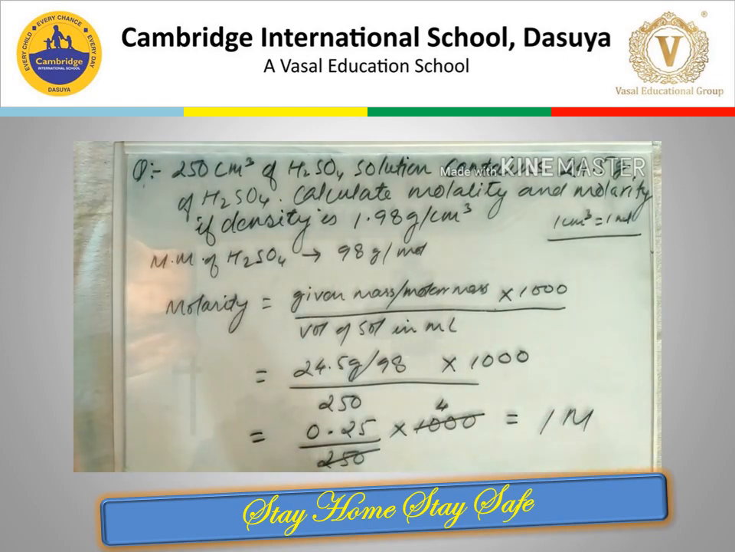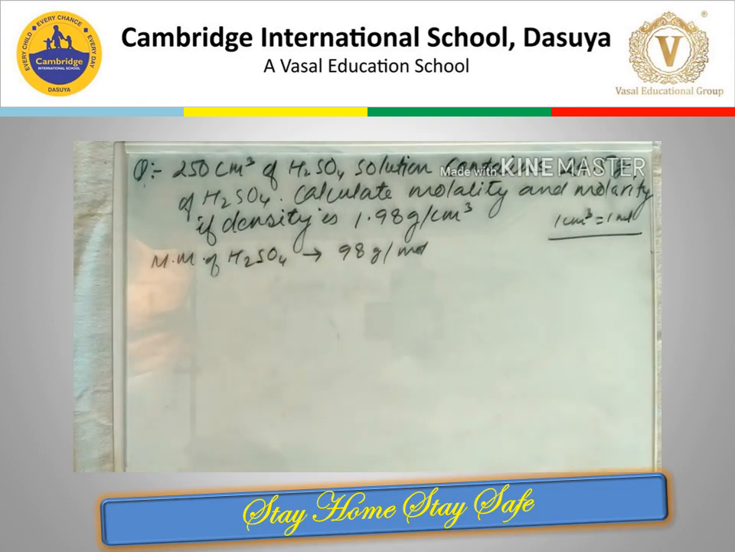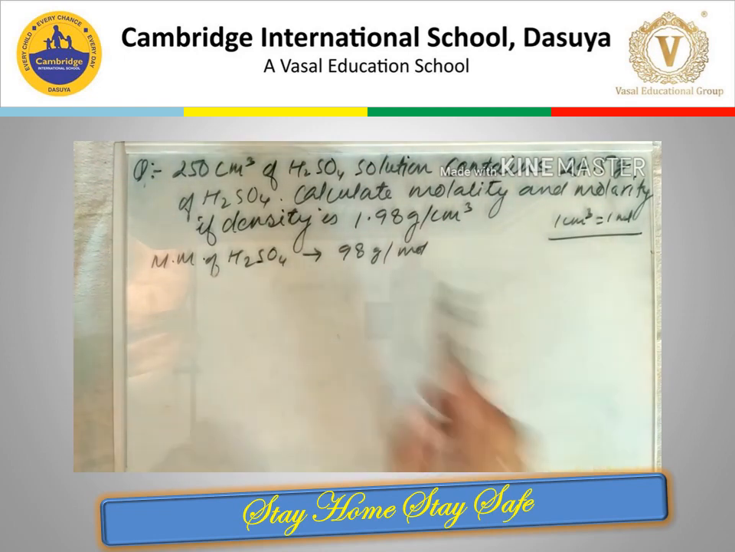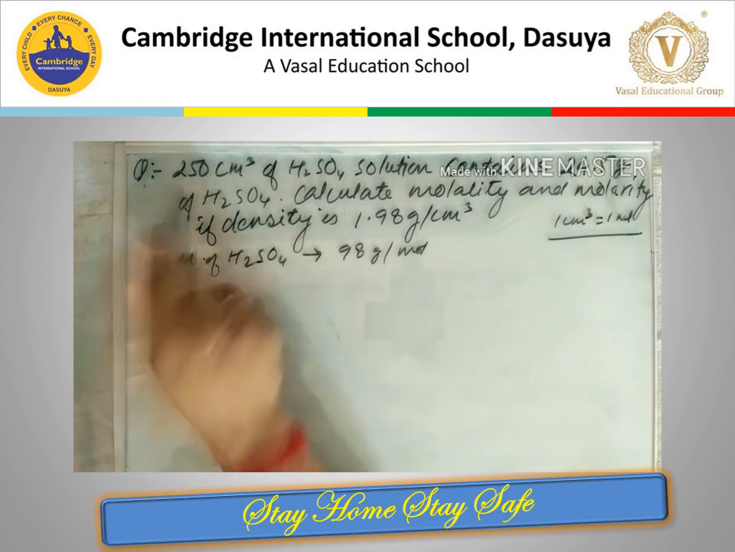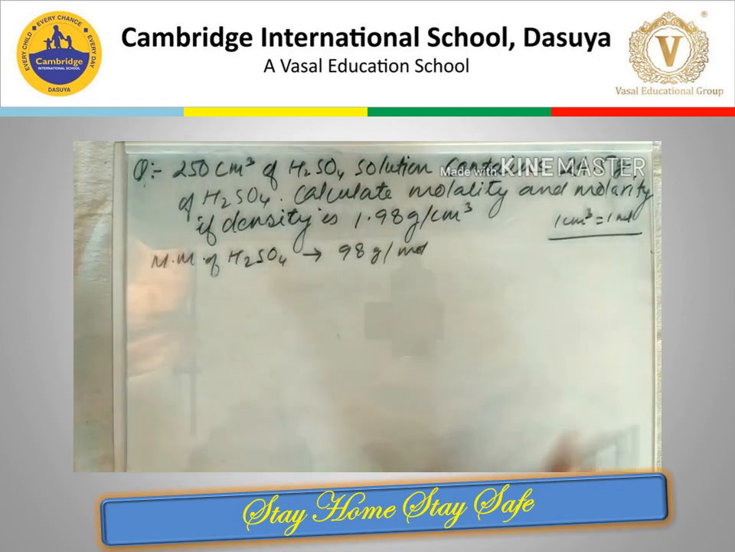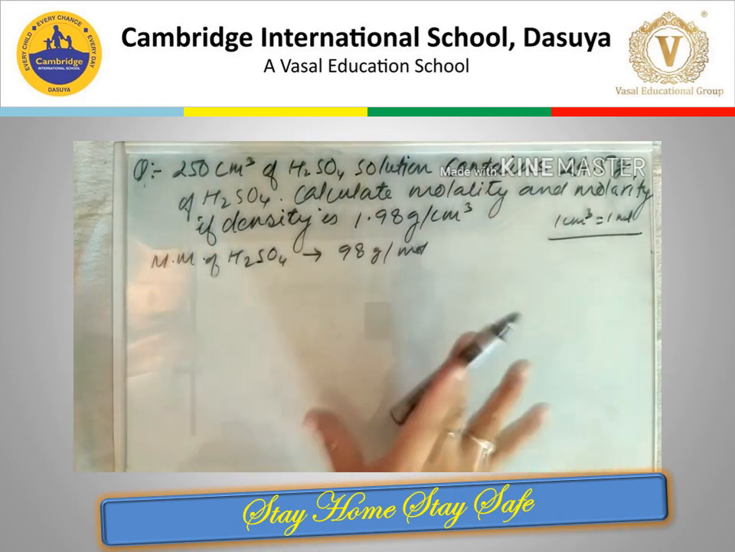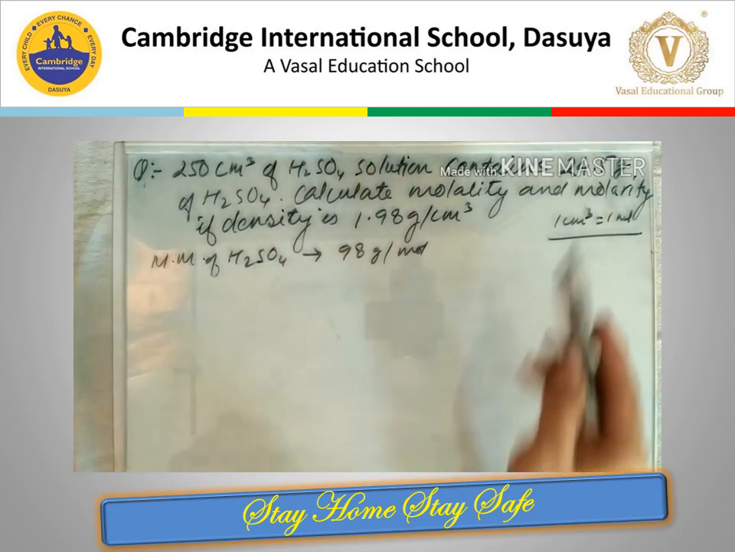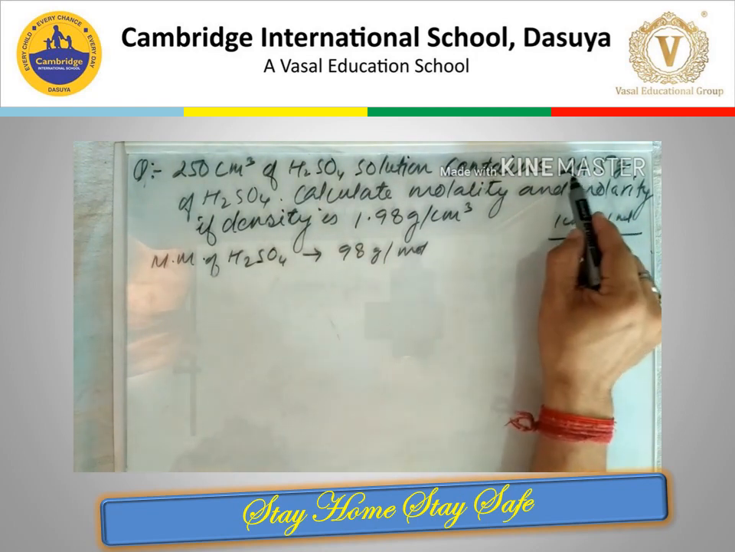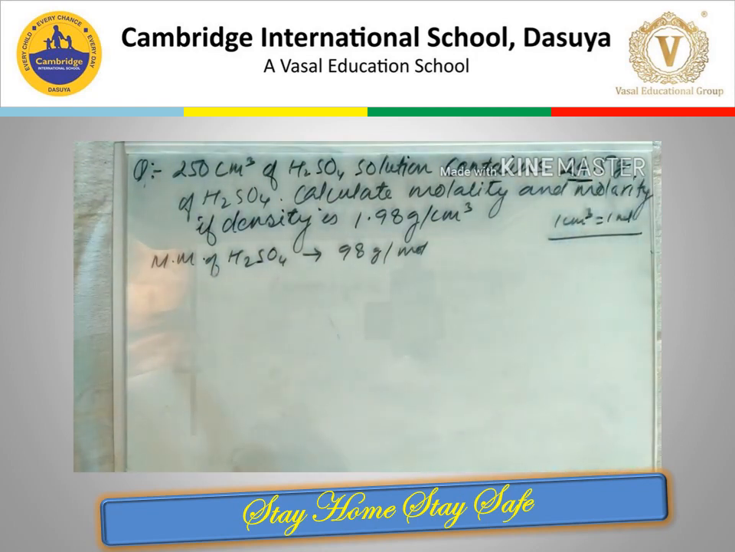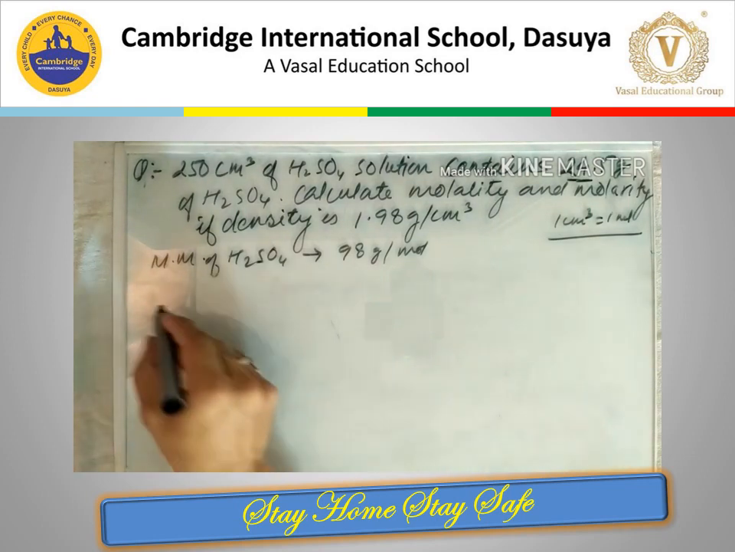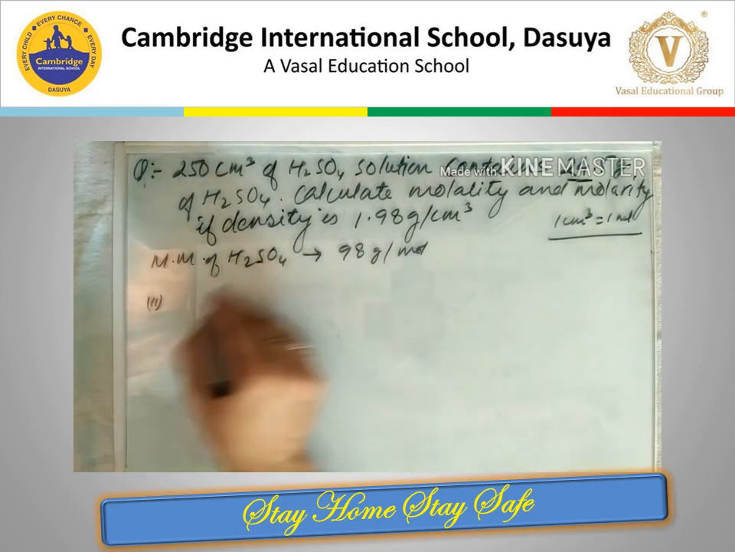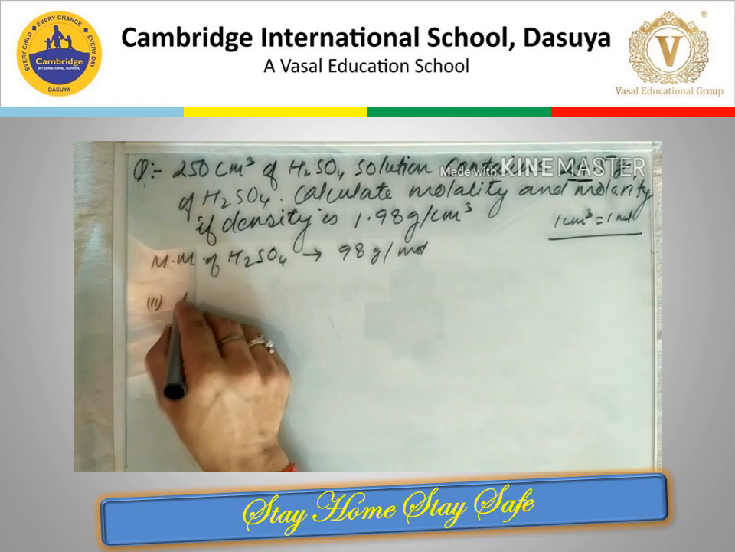Now let us find out the molality. Now we have to find out molality. The density is given and volume is given. We can easily find out the mass of the solution, and once we get the mass of the solution, we can easily find out the mass of the solvent by subtracting the mass of solute from it. This is the mass of solute which is already given here. Now the second part of this one, that is molality, we have to find out.